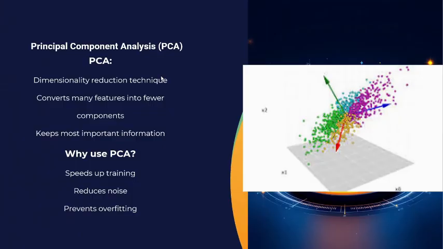Now you may wonder why we need to use PCA, that's principal component analysis. One of the reasons is that it speeds up training of the model. Two, it reduces noise in our model. Three, it prevents overfitting.